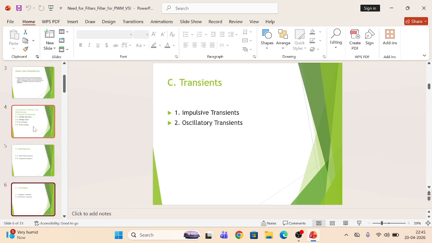Then transitions. Transitions consist of impulsive transition and oscillatory transition. Impulsive transition, a good example is lightning. You may notice that when lightning strikes, it creates a sudden high voltage spike. Oscillatory transition means when power is switched on, sometimes voltage oscillates before becoming stable. That is called the oscillatory transition.